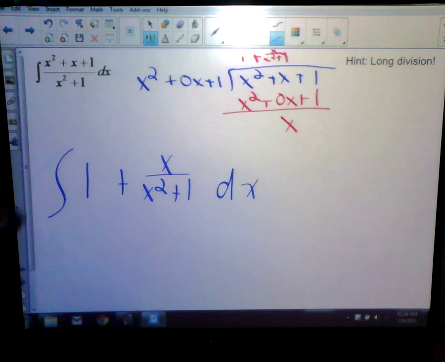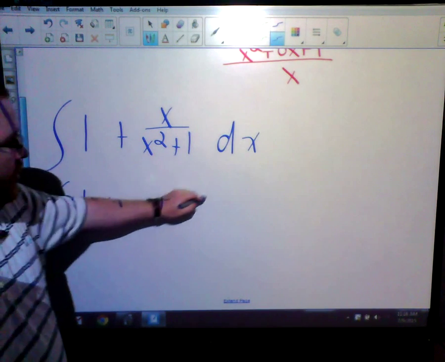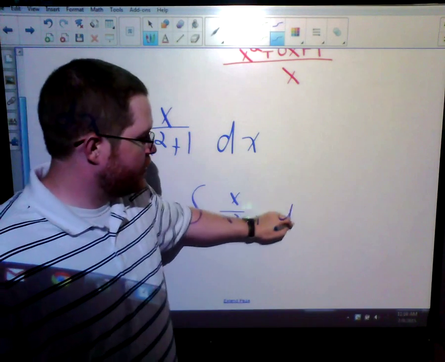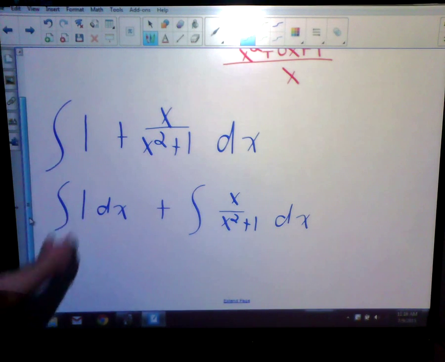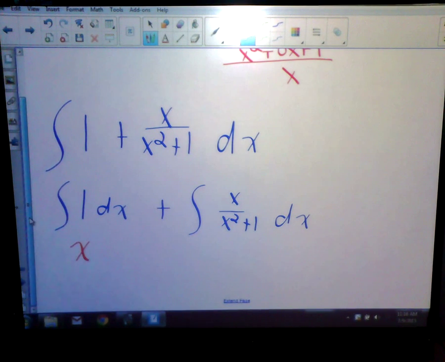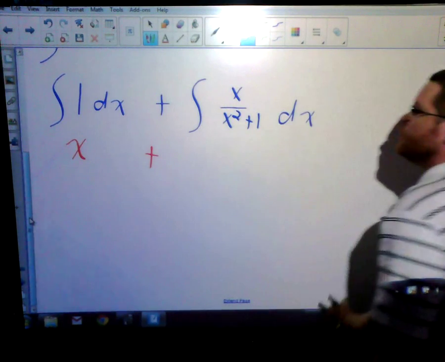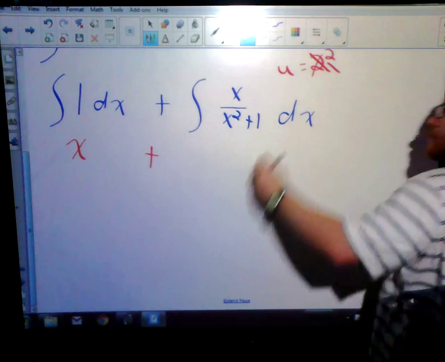Let's split that into two problems. It's the integral of 1 dx plus the integral of x over x squared plus 1 dx. Why did I split it? Because this is easy. This is just x plus. But to do this problem, I have to do u-substitution. u is equal to x squared plus 1.